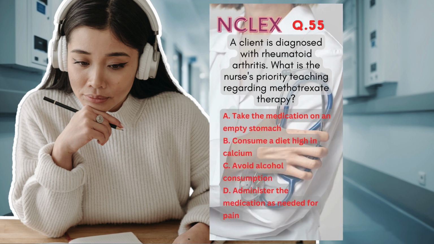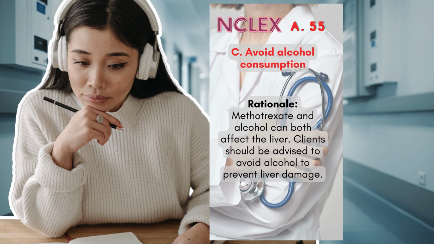Question: A client is diagnosed with rheumatoid arthritis. What is the nurse's priority teaching regarding methotrexate therapy? A. Take the medication on an empty stomach. B. Consume a diet high in calcium. C. Avoid alcohol consumption. D. Administer the medication as needed for pain. Answer: C. Avoid alcohol consumption. Rationale: methotrexate and alcohol can both affect the liver. Clients should be advised to avoid alcohol to prevent liver damage.